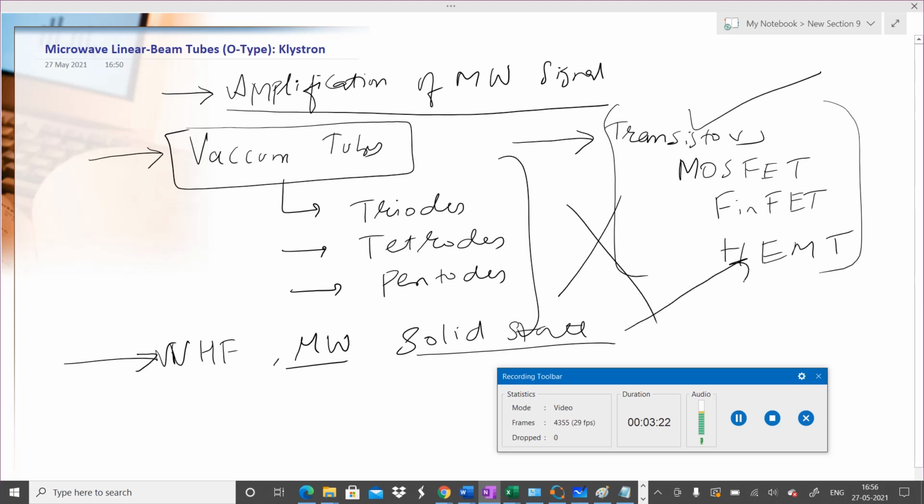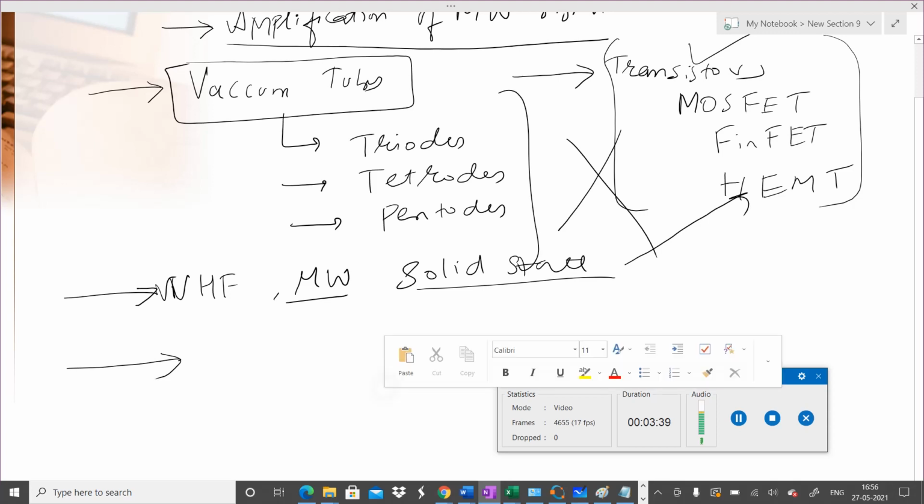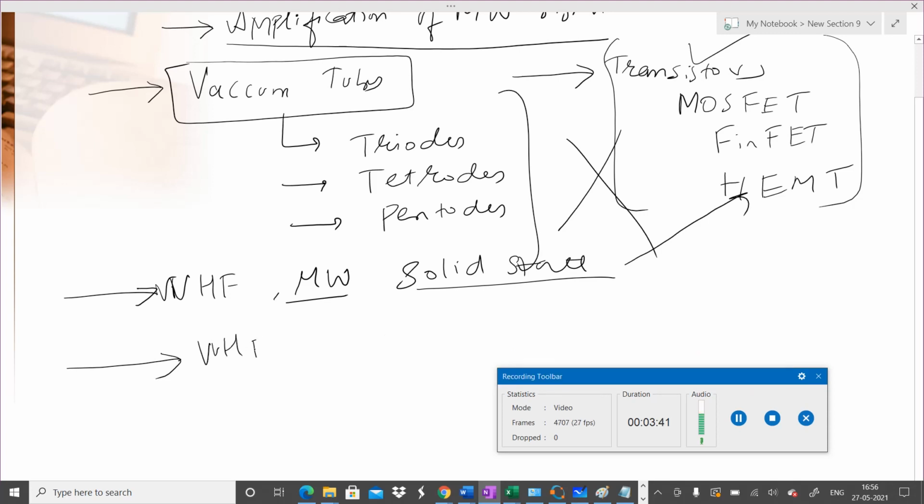So even at low power, very high frequency, these vacuum tubes are replaced. But one area, one paradigm wherein microwave tubes are still prevalent is very high frequency and high power. Solid state devices cannot handle that level of high power, which is needed in various applications of microwave.